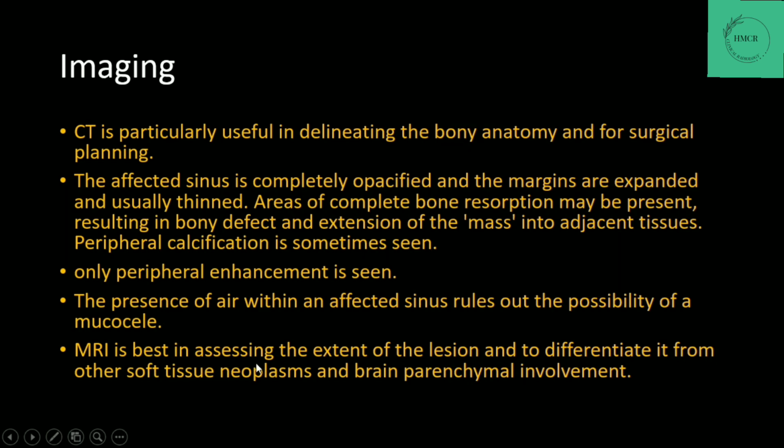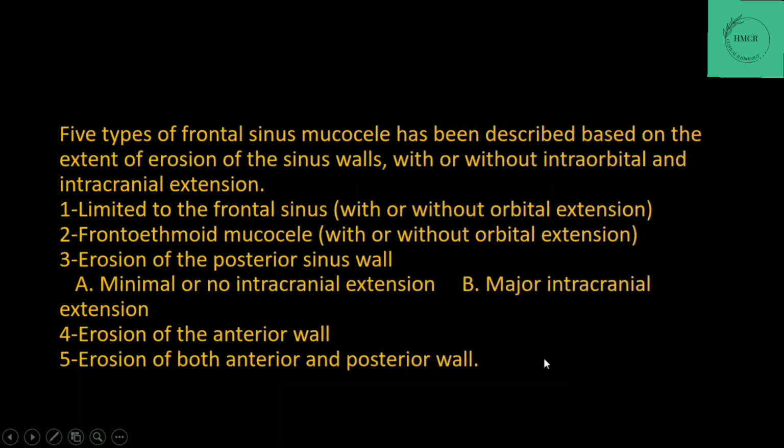MRI is the best in assessing the extent of the lesion and to differentiate it from other soft tissue neoplasms and brain parenchymal involvement. Five types of frontal sinus mucoceles have been described based on the extent of erosion of the sinus walls with or without intraorbital and intracranial extensions.